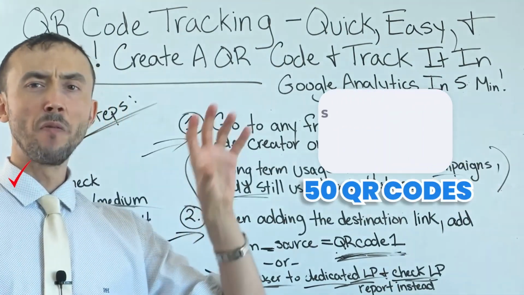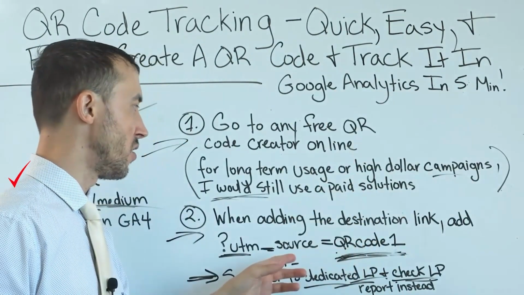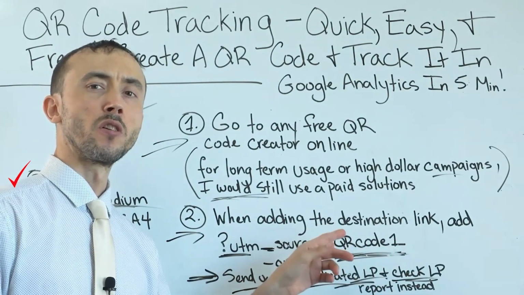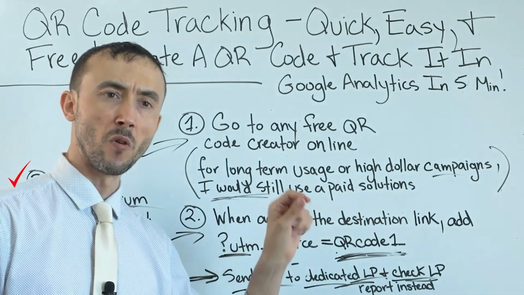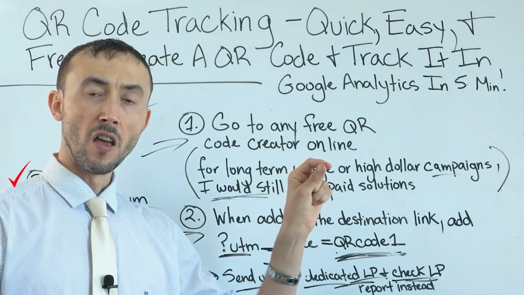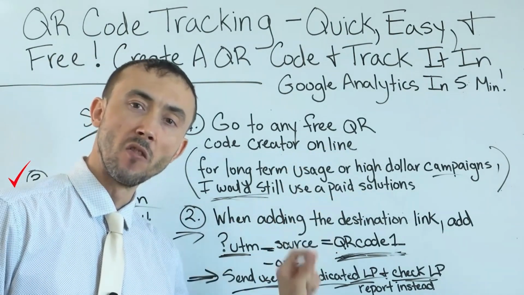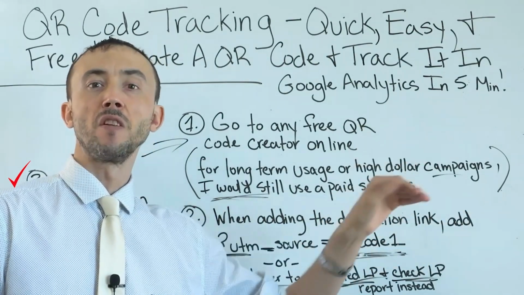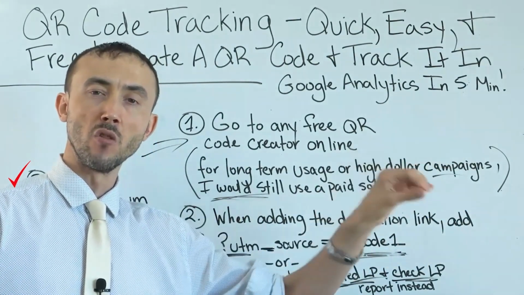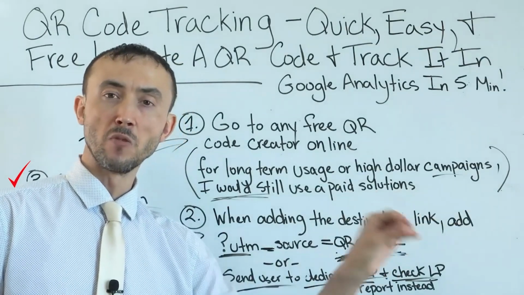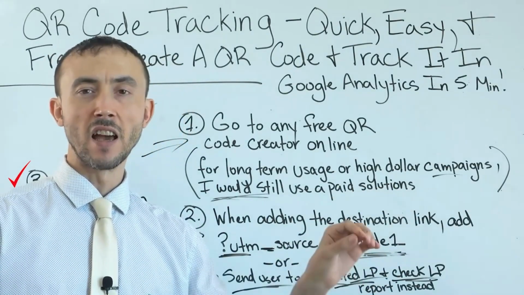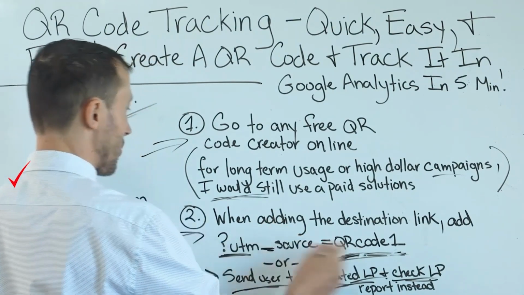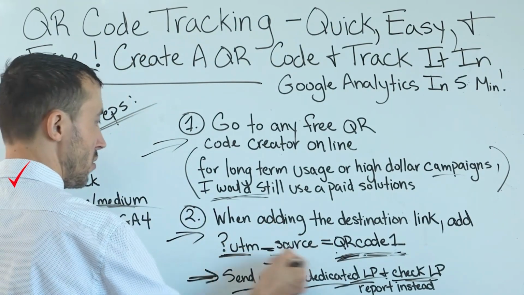So in other words, if you have 50 QR codes, each one you've used a different number at the end of the URL. Under the source medium report on Google Analytics 4, if you got visits from all 50, it'll say QR code 1, QR code 2, QR code 3, and then the number of visits correspondingly that you got from each QR code usage, from each person that came through your QR code, if that makes sense.